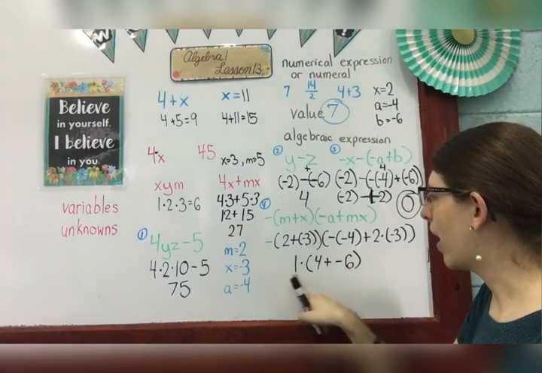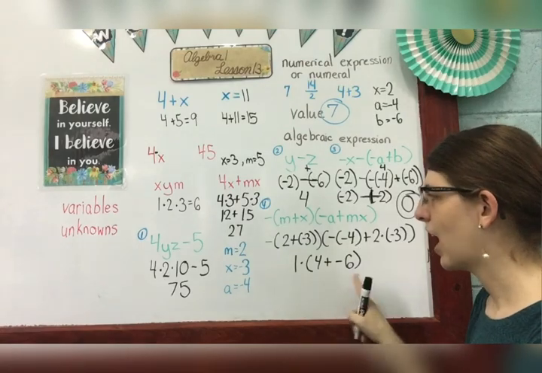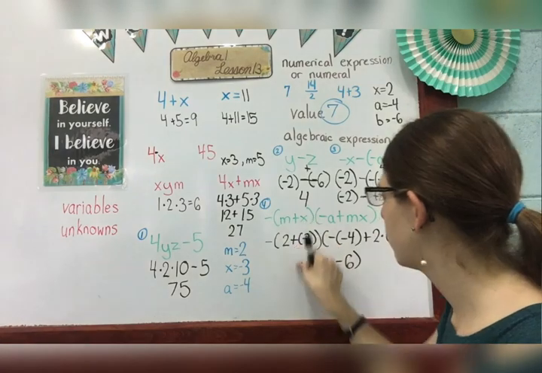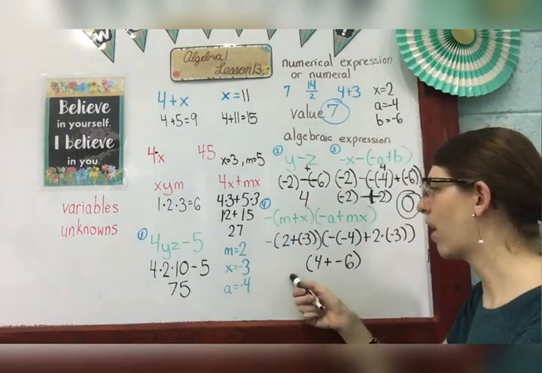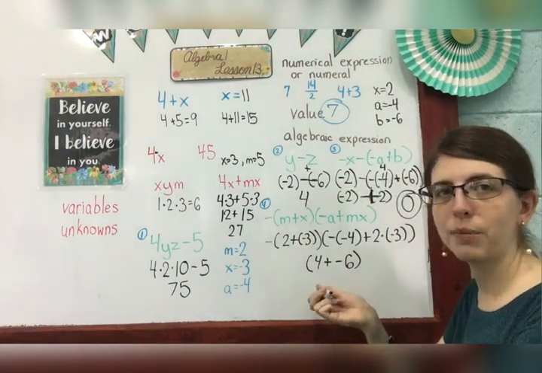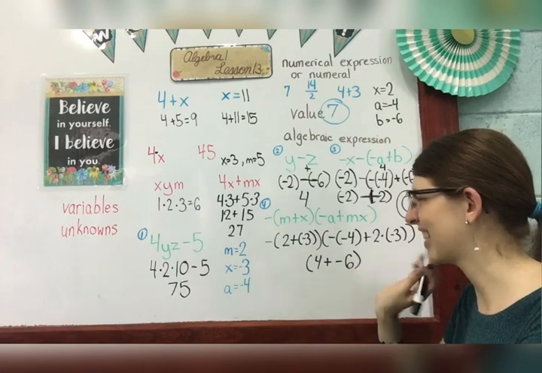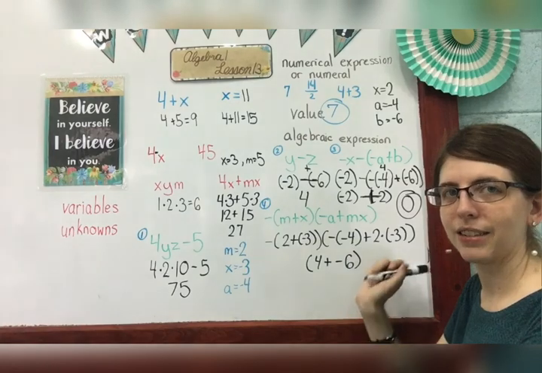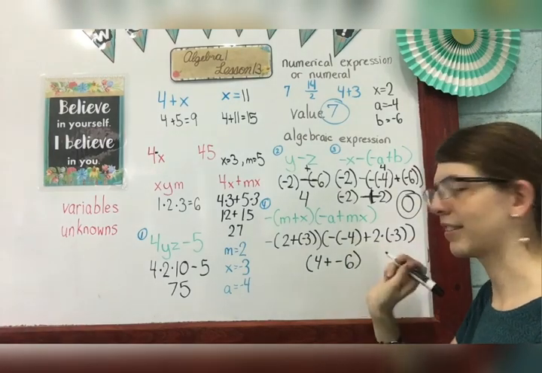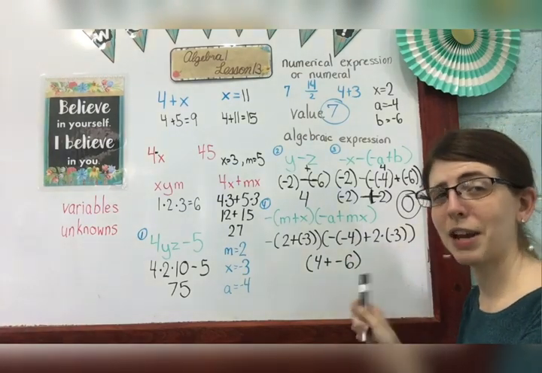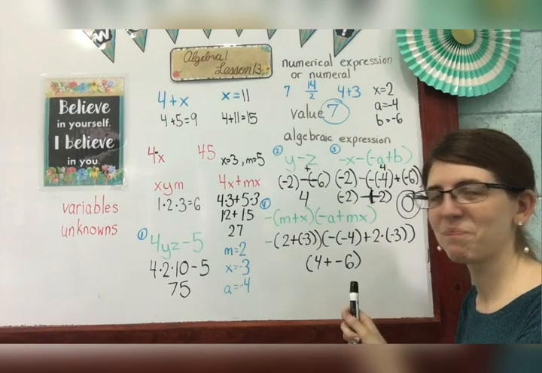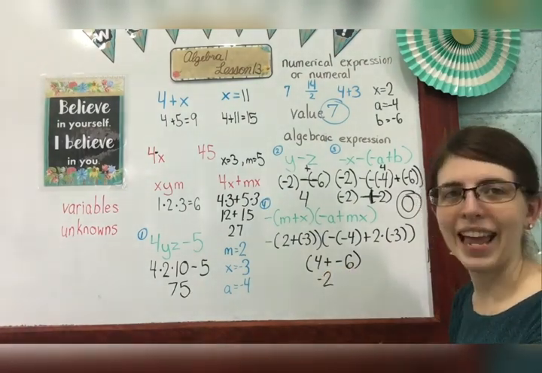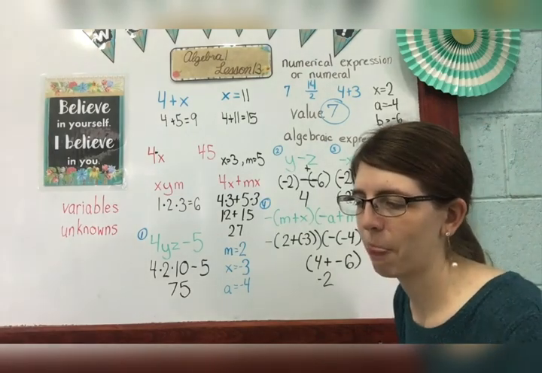Now notice 1 times whatever this answer is. I know that 1 times anything is going to be itself, so I can get rid of the 1. Because 1 times whatever this answer is will be whatever this answer is. So it's like it's not even there. So I have 4 plus negative 6. Okay, subtract, take the sign of the number with the larger absolute value. All right, that will be the negative. So it's a negative 2 is your answer.